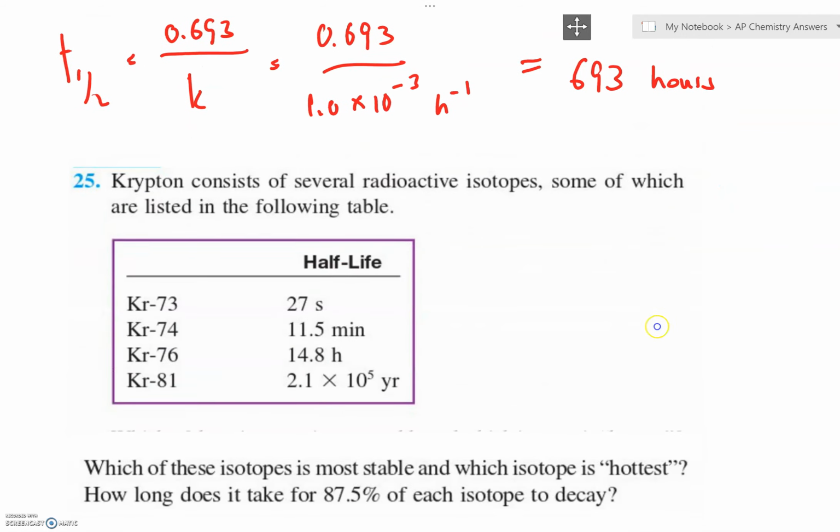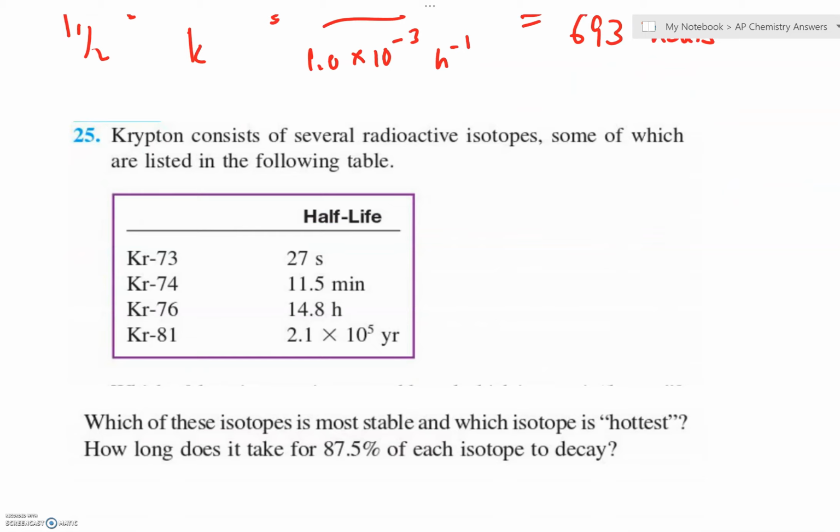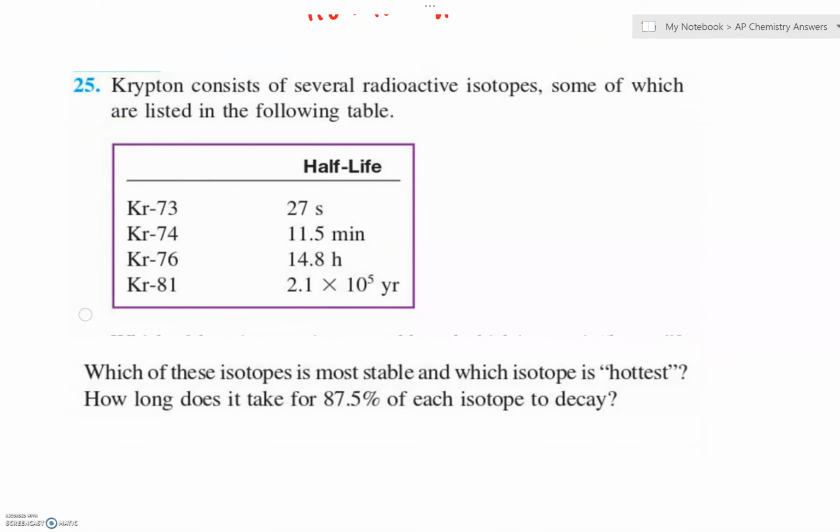So what I'd like you to try is number 25, where it says krypton consists of several radioactive isotopes, some of which are listed in the following table. The half-lives are here: 27 seconds for this first sample, 11.5 minutes, 14.8 hours, and 2.1 times 10 to the fifth, that's 210,000 years. So which one is hottest? The one with the greatest rate of decay.